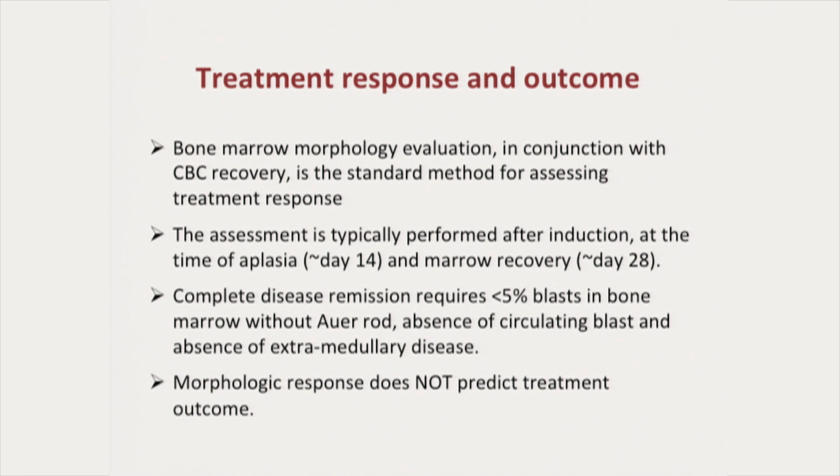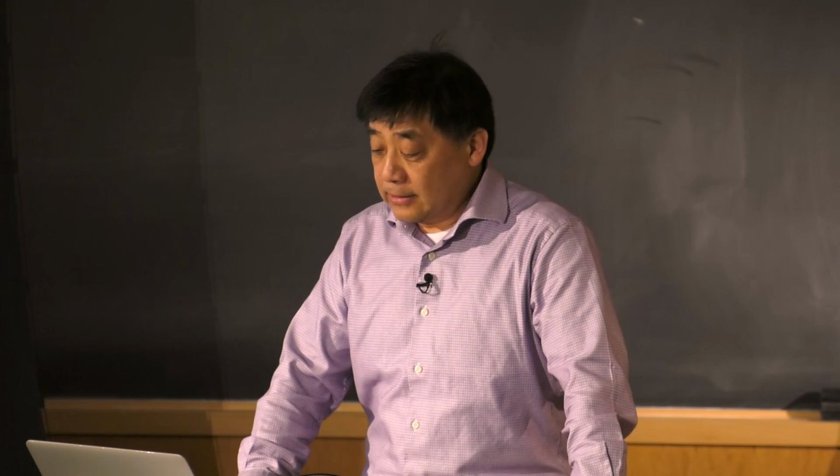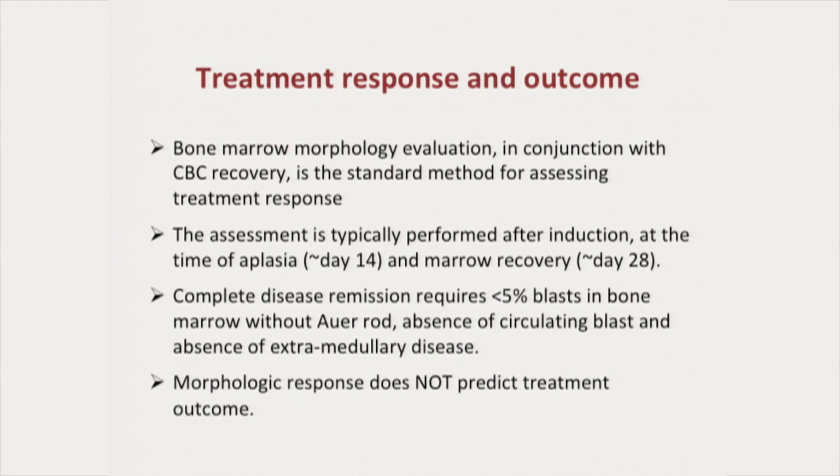Complete remission requires less than 5% blasts in the bone marrow without abnormal blasts, including Auer rods, absence of circulating blasts, as well as absence of extramedullary disease. This is the standard protocol, still currently stated by the NCCN guideline. Unfortunately, morphological response does not predict treatment outcome.